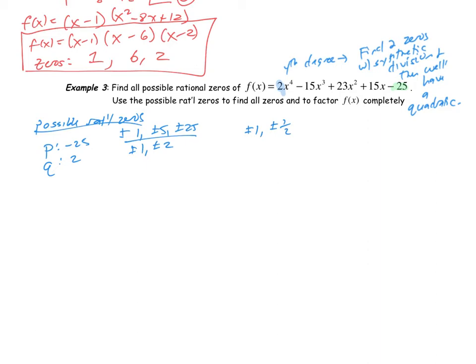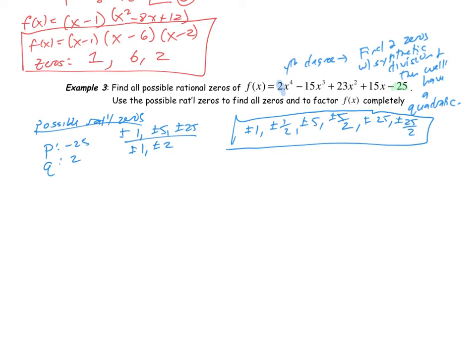Then I'm going to move on to 5 and divide that by 1 and 2. So I have plus or minus 5 and plus or minus 5/2. And then I'm going to move on to the factor 25 and divide that by plus or minus 1 and plus or minus 2. So I'm going to have plus or minus 25 and plus or minus 25/2. That is the list of possible rational zeros.